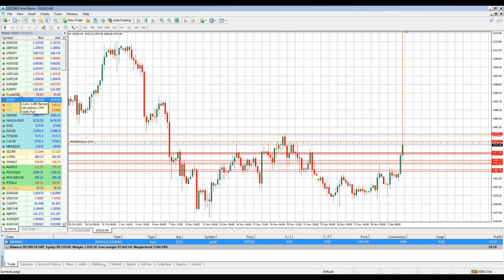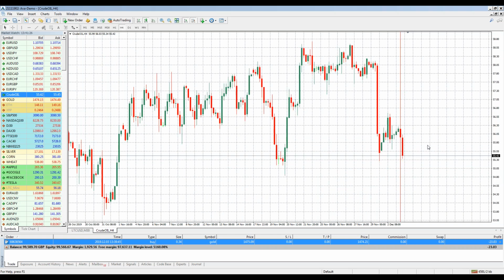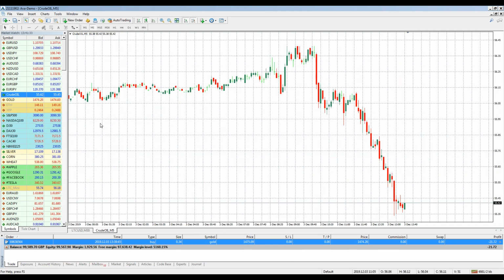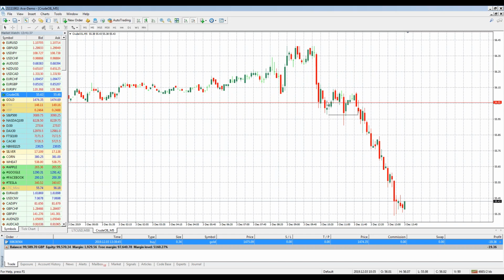What do we think is happening with oil? We already said dropping, right? Let's look. Yeah, look at that. Straight down like a rocket. You could have been doing the same thing here, trading down on oil. Support level here, broken support.